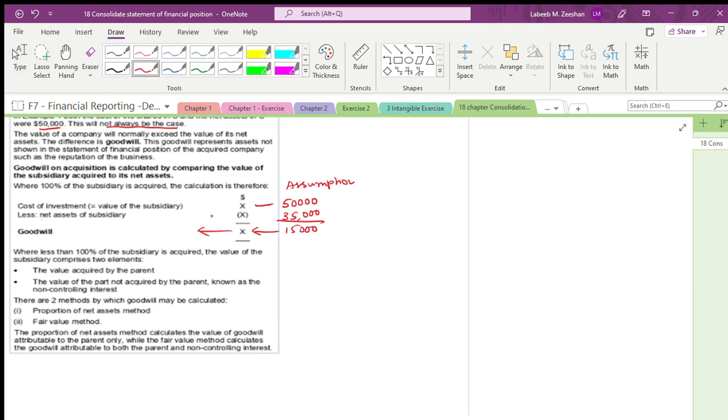It's very easy. Where less than 100% of the subsidiary is acquired, the value of the subsidiary comprises 2 elements: the part acquired by the parent and the part not acquired. As a parent company, you acquire a portion of the subsidiary. The remaining portion of the subsidiary is going to be called the non-controlling interest.